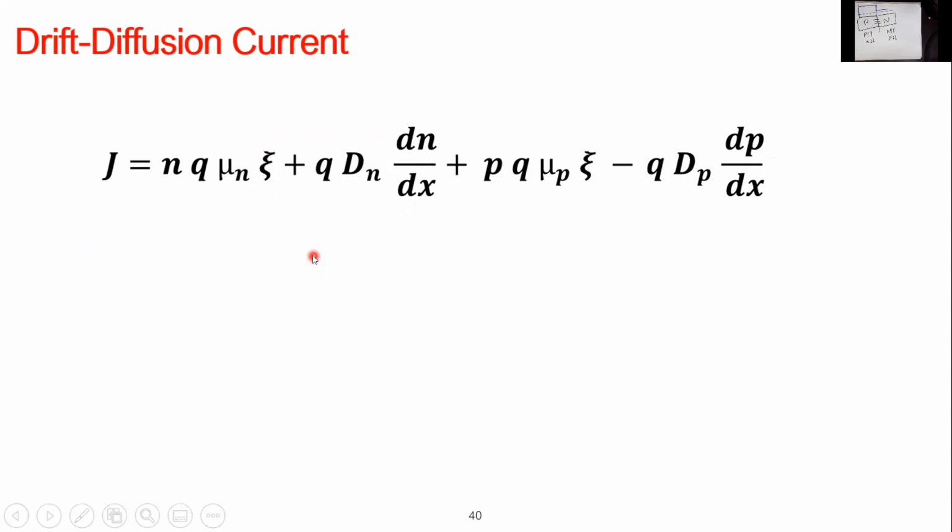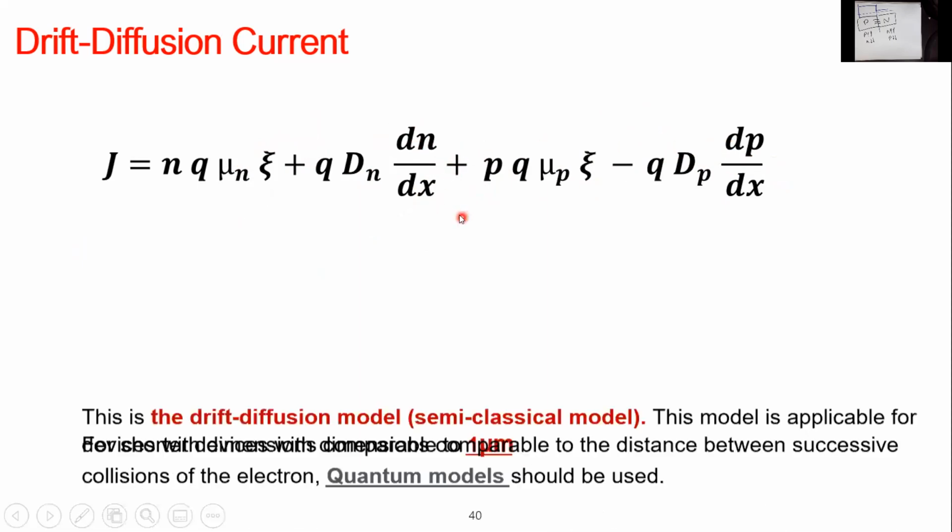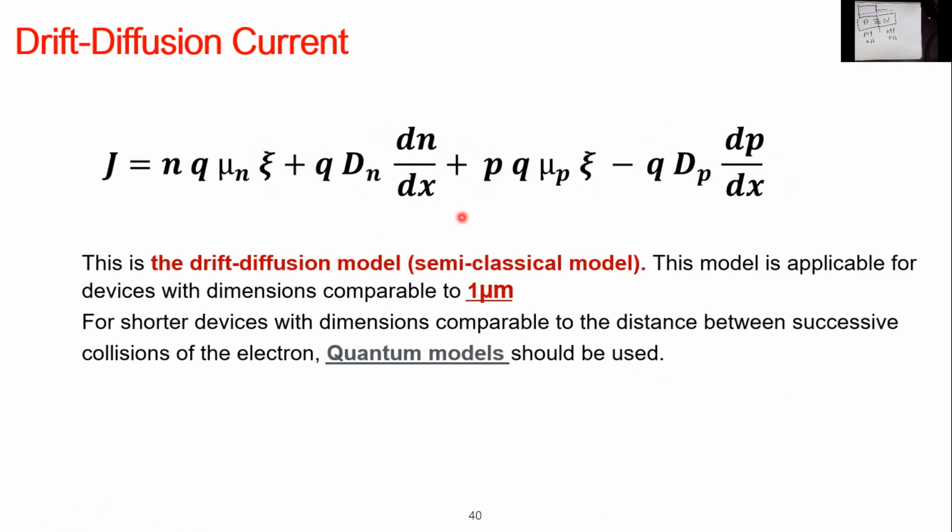This is another difference. And generally speaking, this is the overall equation. It's applicable to use this equation to demonstrate any type of electronic device, knowing that its dimension is in the micrometer range or larger. Whenever the dimension is in the nanoscale, then it is no longer valid to use this drift diffusion model, and we have to go to quantum modeling.